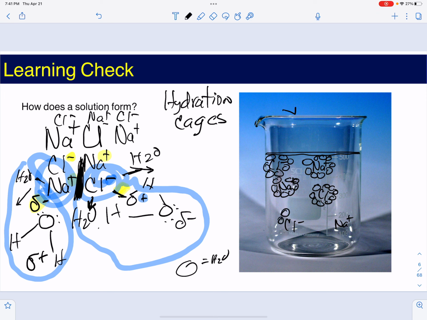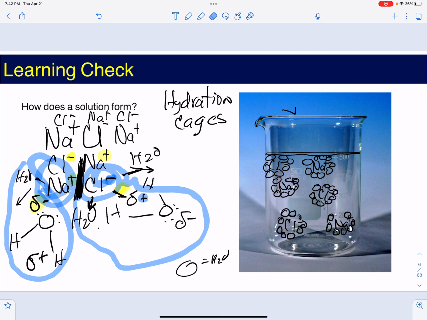When water surrounds each ion and keeps them separate from each other, they have been dissolved in water. If I start boiling that solution, the water will start evaporating and the ions will come back together. That's what you see if you do that on your stove. Water evaporates and you end up back with the salt. But as long as there's water, those ions are going to be inside those hydration cages, and that's what we call a solution.